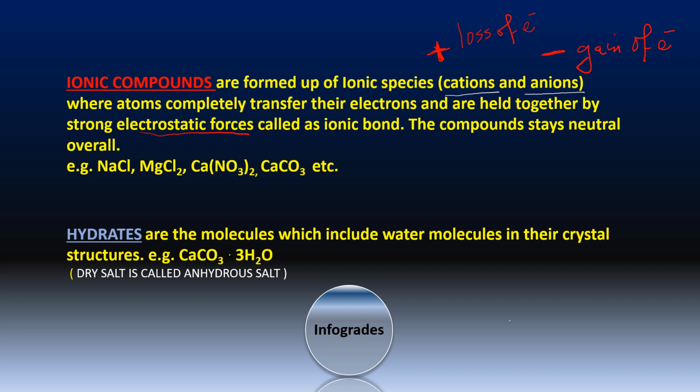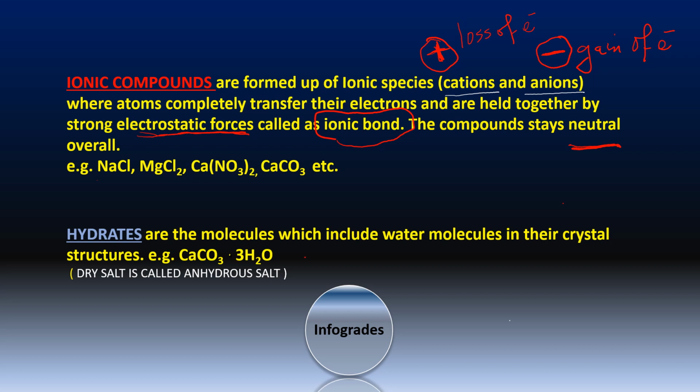So cations and anions, the positively charged species and the negatively charged species, bond together through electrostatic forces and hold each other together. This is called an ionic bond. And the compounds that are formed by ionic bonds, where the atoms hold each other through ionic bonds, are called ionic compounds. Overall, the compound will stay neutral because the charges on the metals and the non-metals, or the charges on the positively charged species and the negatively charged species, just balance each other out. That's why the compound will stay neutral.